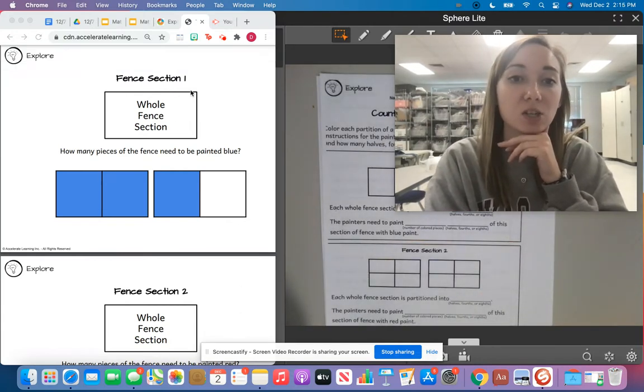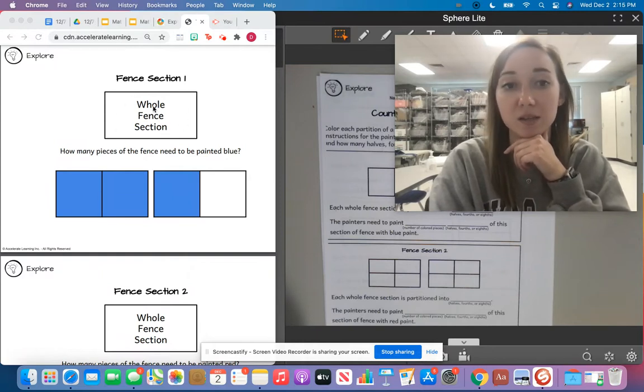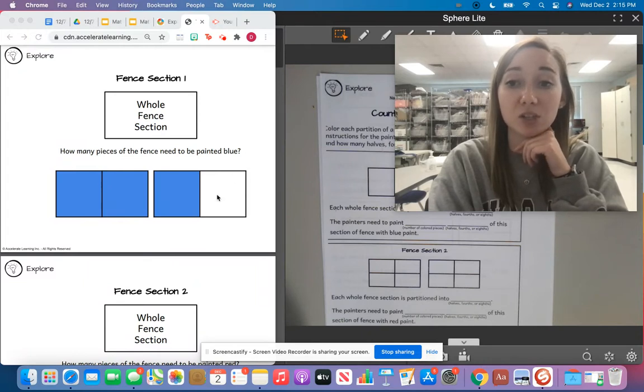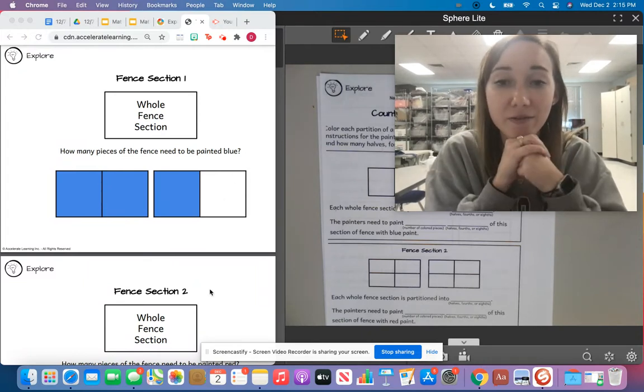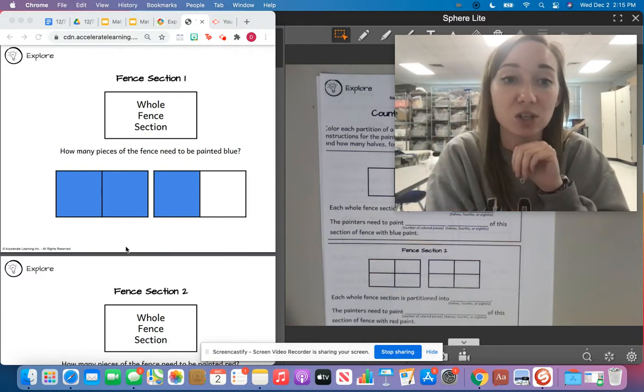So fence section number 1. This is what one whole fence section is. So this is the size of one fence section. Down here, I have one fence section here and one fence section here. So how many fence sections do I have? I have 2 fence sections right here.